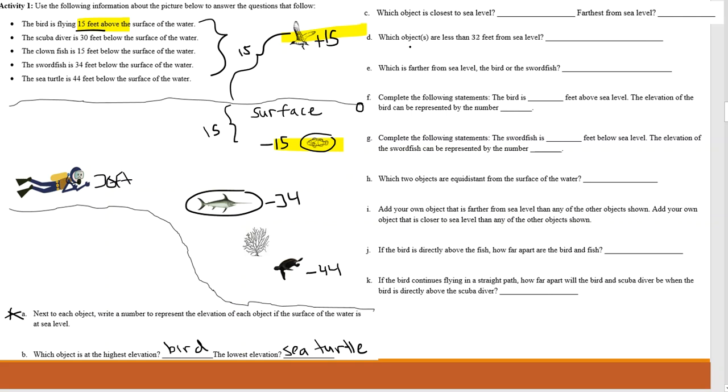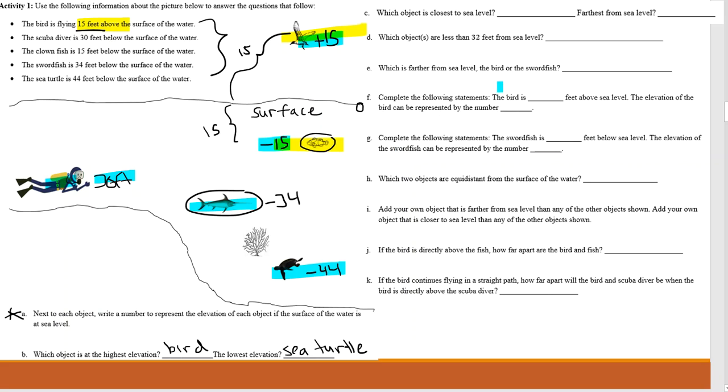Which object or objects are less than 32 feet from sea level? This one was a little bit tricky, I think. If we look at the swordfish and the turtle, those are 34 feet away from sea level and 44 feet away from sea level. And so the objects that are less than 32 feet away from sea level would be the scuba diver, which is only 30 feet away from sea level. The clownfish is only 15 feet away from sea level. And the bird is only 15 feet away from sea level.